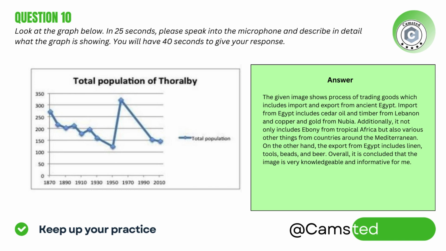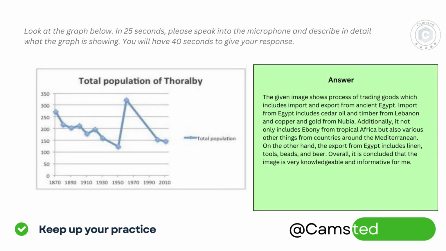On the other hand, the minimum figure is of 1950, which is less than 150. After several ups and downs, the line graph reveals a fluctuating trend. I can also see some information regarding other years like 1890, 1910, and 1990. Overall, it is concluded that the given line graph is very knowledgeable and informative for me.